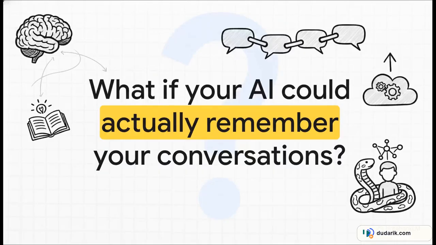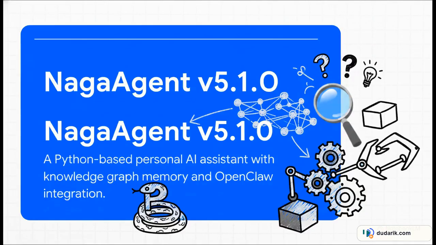You know how most AI chats work, right? They're totally stateless. It's kind of like talking to someone with short-term memory loss. Every single time you start a new conversation, you're starting from absolute zero. But NagaAgent is built around this really powerful idea. What if your assistant could actually remember you, remember what you've talked about, and genuinely learn from your interactions over time?